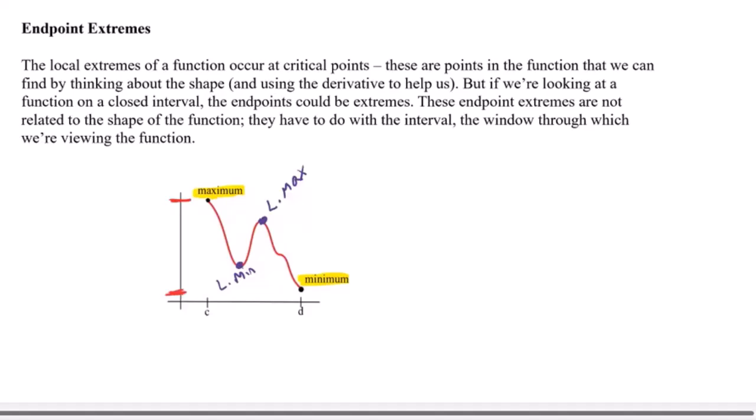These endpoint extremes are not related to the shape of the function. They have to do with the interval, the window through which we're viewing the function. Like if we were to just cut the graph at this point, well, now that no longer exists. So that's a global maximum at an endpoint just because of where we set our interval. That's the only reason. We don't know what's happening before or after those.